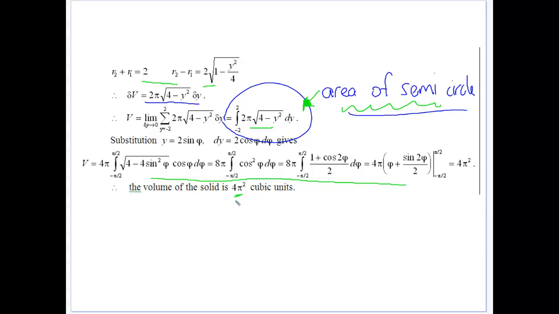But that will get us a much easier answer for our volume. So keep that in mind. If you see that, then feel free to use it. You don't have to do the integration if you can recognise the area of the semicircle.